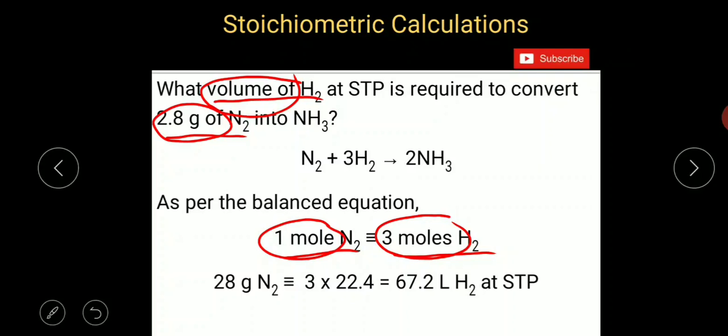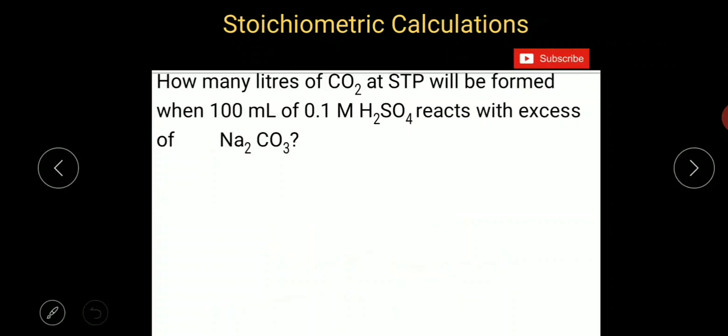28 grams nitrogen will give you 67.2 liters of hydrogen at STP. But they are asking about 2.8 grams of nitrogen. It can give how much? 6.72 liters of hydrogen at STP. Let us come to one more question.